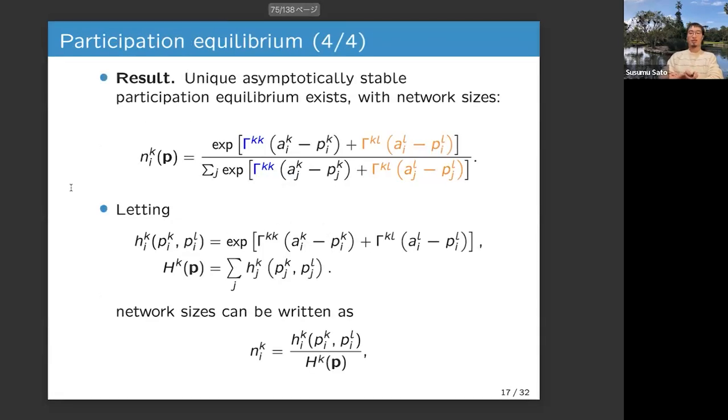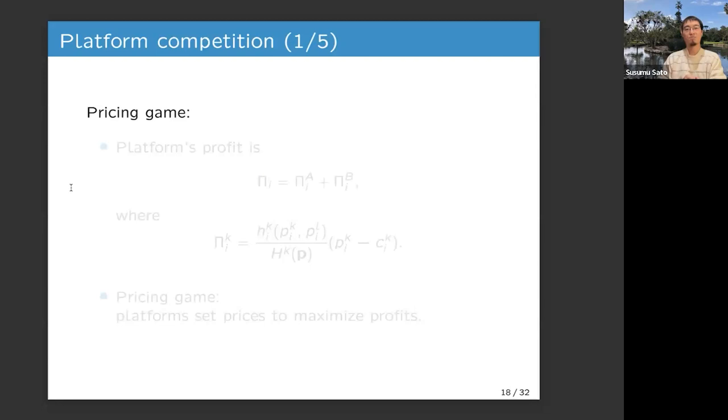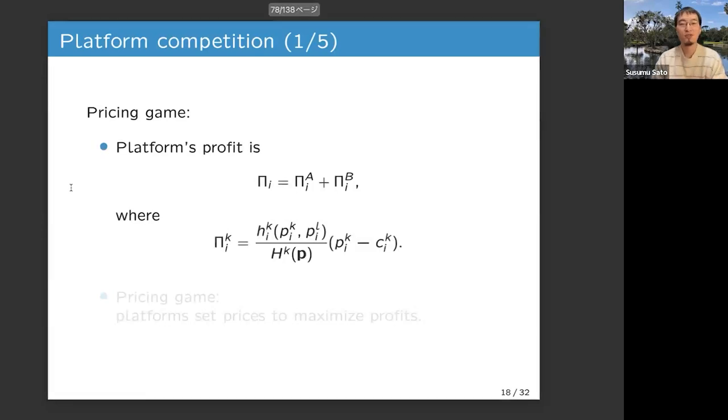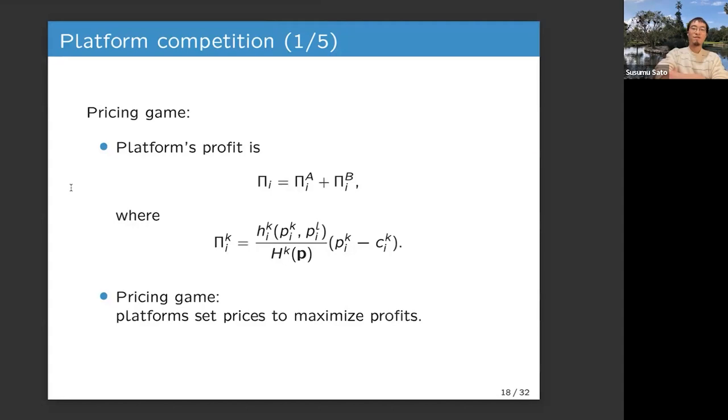Then using this demand characterization, we go on to the analysis of price competition played by platforms. In the pricing game, platform profit is given by the profit from two user groups, where the profit from each user group is given by the aforementioned demand times the markup charged to each user group. So, taking this as a payoff function of the platform, we consider the pricing game played by platforms, where each platform sets prices on each user group.